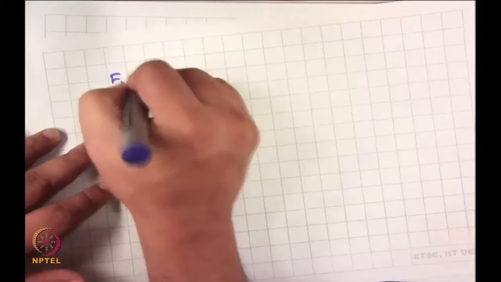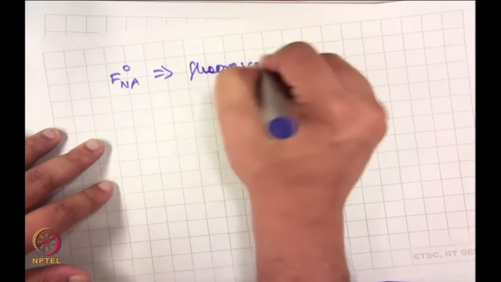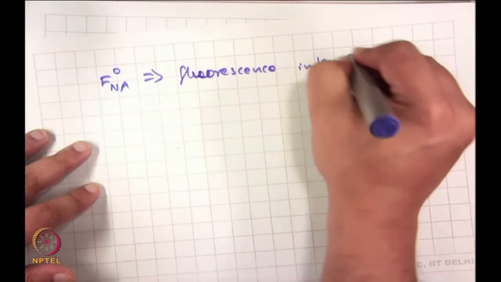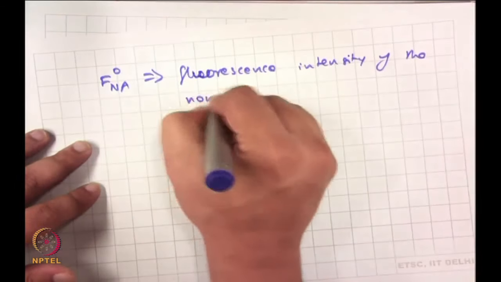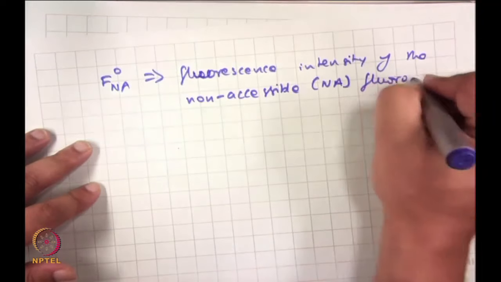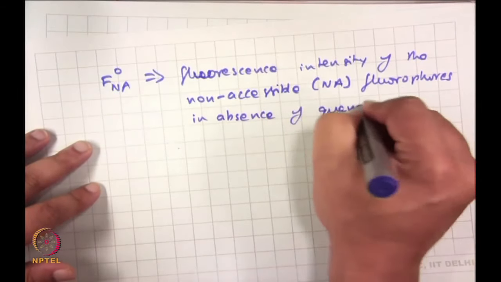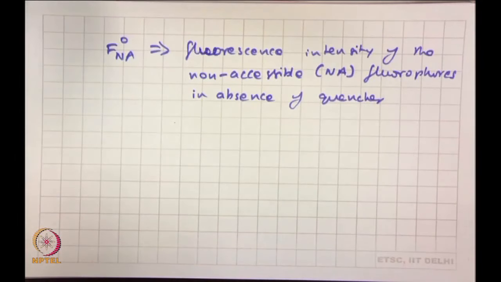Then you can easily understand what FNA0 will stand for: the fluorescence intensity of the non-accessible, that is why it is NA, fluorophores in absence of quencher. So it makes sense, right? The total fluorescence you see in absence of quencher should equal the summation of the fluorescence from two different subpopulations: the accessible portion FA0 and the non-accessible portion FNA0, both in absence of the quencher.